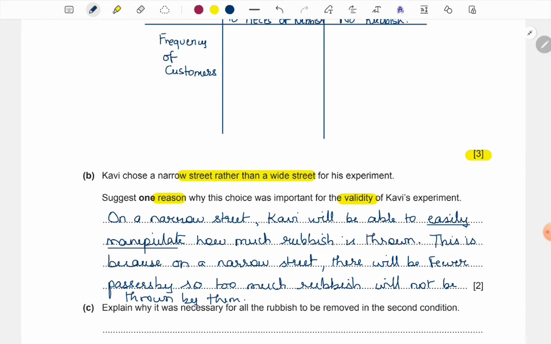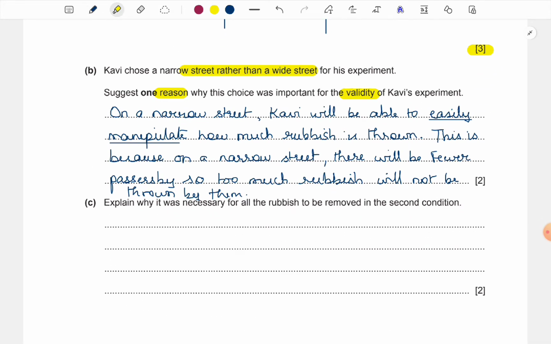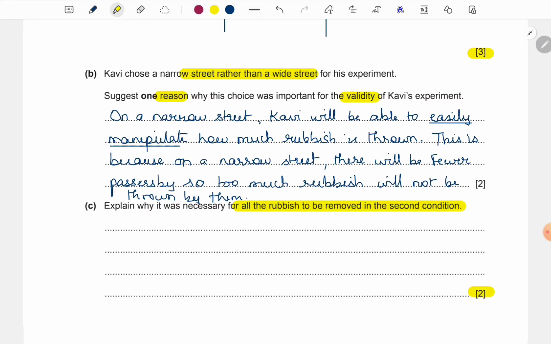Okay, it's not compulsory to give 2 sentences for 2 marks. You could roll up both the sentences into one. It is important to be complete, and the reason they give 2 marks, why they think only that they should allot 2 marks to an answer, is because they want complete explanation or reasoning. That is why. Otherwise they would have just given 1 mark. So you have to justify not by counting that you have to give 2 sentences, but by making sure that your reasoning is complete. Next, they've asked, explain why it was necessary for all the rubbish to be removed in the second condition. This is again for 2 marks.